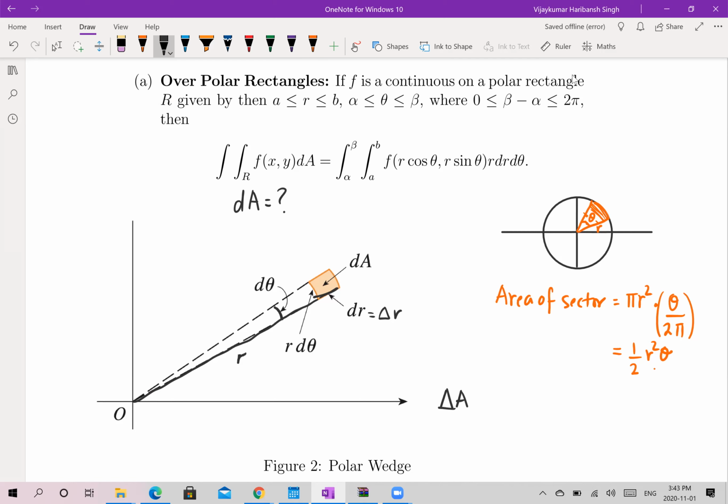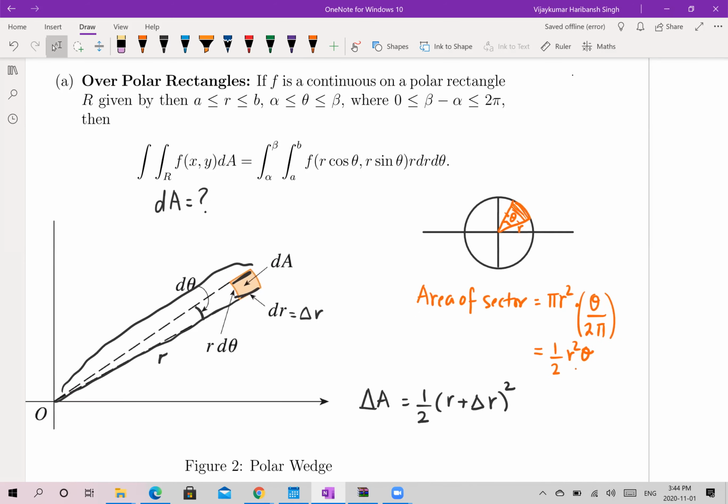Delta A is going to be the total area of the whole sector, which in this case is half, the radius is r plus dr, or r plus delta r, the whole squared, with the angle fixed, delta theta, minus half. Now we look for the inside part, from here to here. So we are going to remove this region.